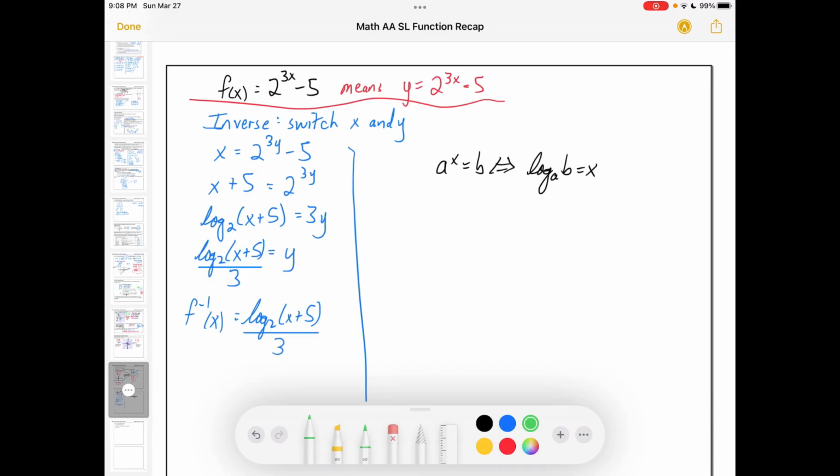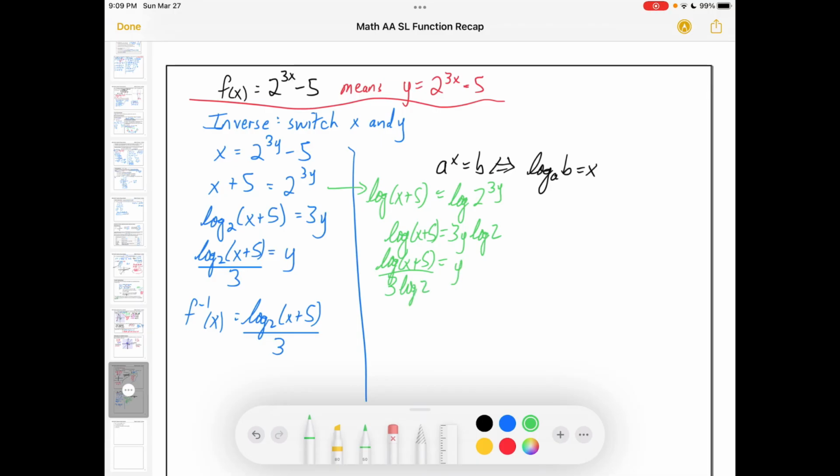I mentioned there are other ways of doing this. I think they all rely on getting to this second step. And then if you wanted to, you could just take the log base 10 of both sides and say log of x plus 5 equals log of 2 to the 3y. And you could use your power rule and bring down that 3y. And then you could divide by 3 log 2. This would be another way that you could write the answer.